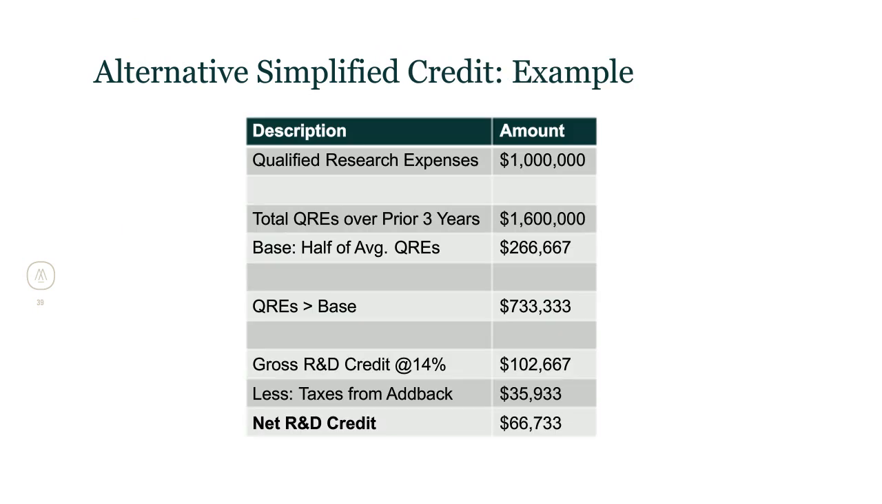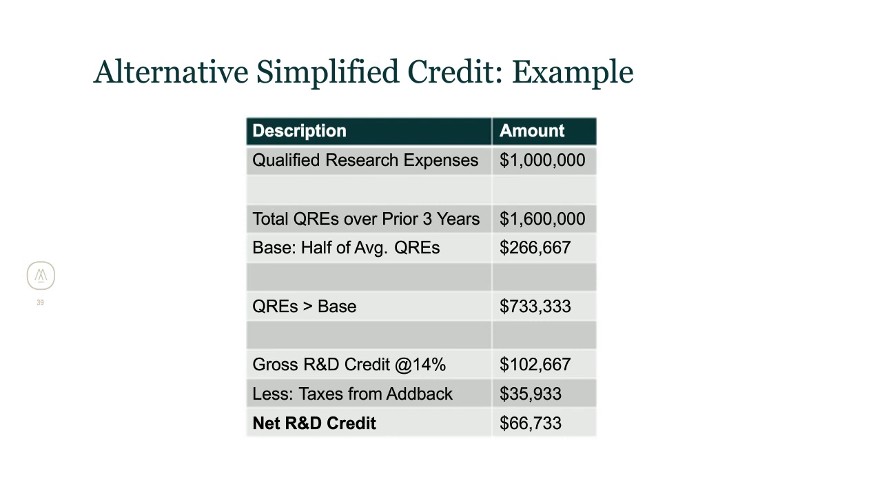All right. So again, with a pretty simplified example, qualified research expenses are going to be the same as we were looking at with the traditional method of $1 million. And here, instead, we're calculating the base period with three prior years QREs. 1.6 million, half of that average is going to be 266,000 and change. So the QREs over that base amount is 733,000 and some change.